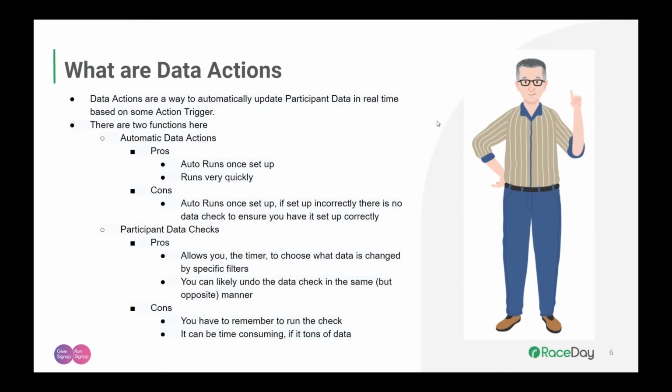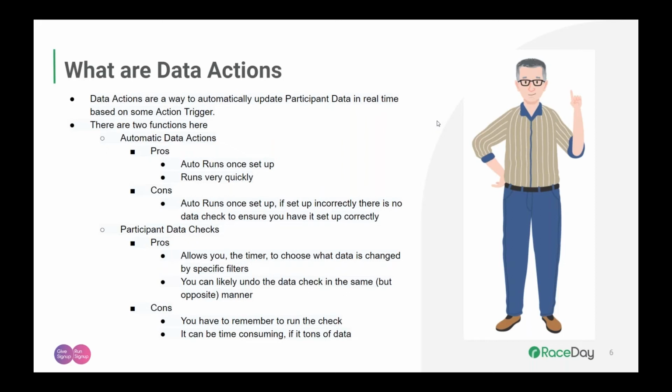The data actions are a way to automatically update participant data in real time based on some action trigger. There's two functions. There's the automatic data actions. The pros of this is it auto runs once it's set up. It can run very quickly. The con to this, and I almost want to highlight this in red and bold it, the con to this is also that it auto runs once it's set up.